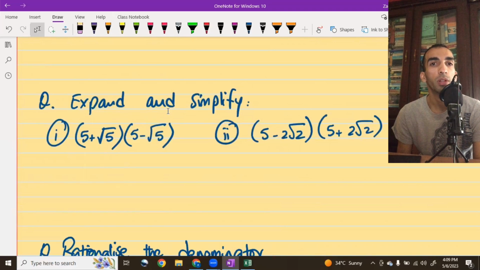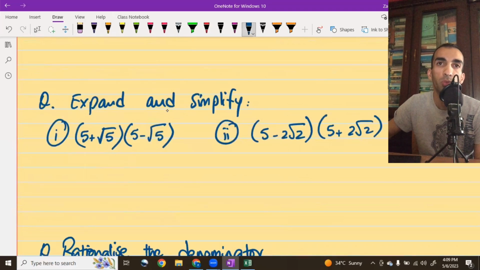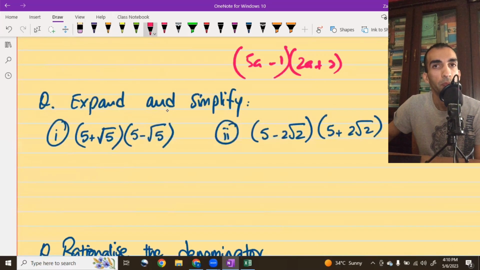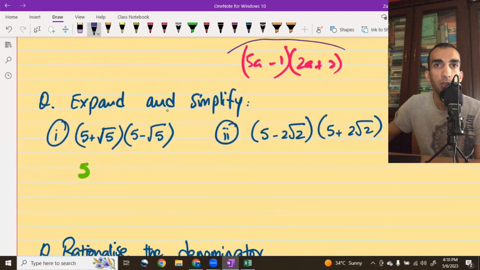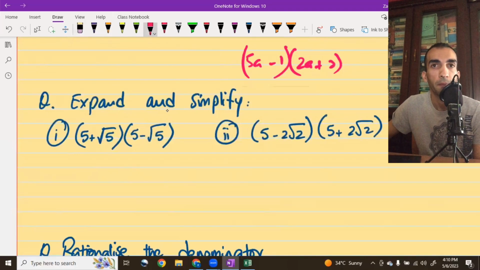First of all, are you familiar with such expansions in which you have got two brackets right next to each other, which look like this: 2a plus 3 into, let's say, 5a minus 1? How are you supposed to expand these? Well, you do 5 square root times 5 square root first. Let's try to apply this on the example above. You do minus 1 times 3.